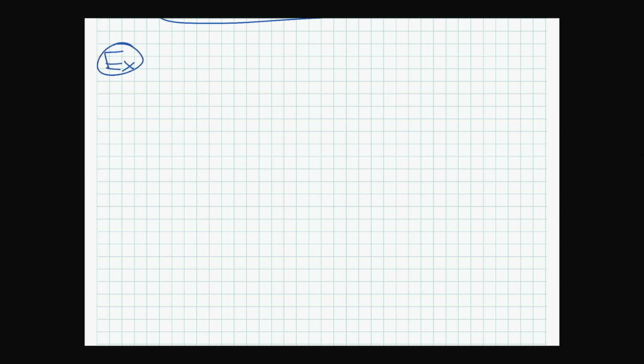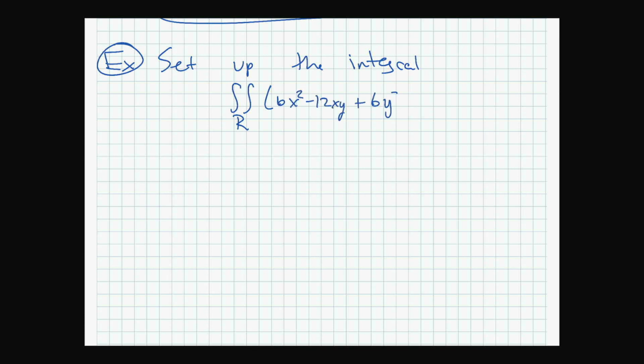Example. Set up the integral. They don't make us do it. Double integral over R of 6x squared minus 12xy plus 6y squared, e to the 4x plus 4y, dA. Yikes.